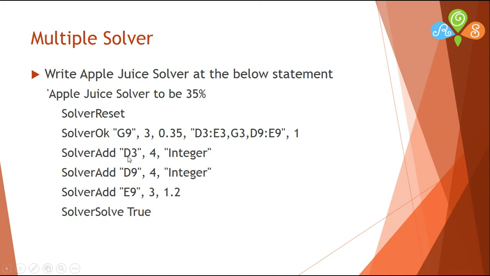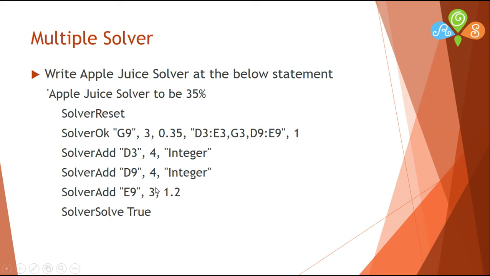At D3 and at D9 it is the same for the quantity. I don't want the quantity to have decimals. It should not be. So just only integer. And I add another constraint that solver add E9 and the 3.